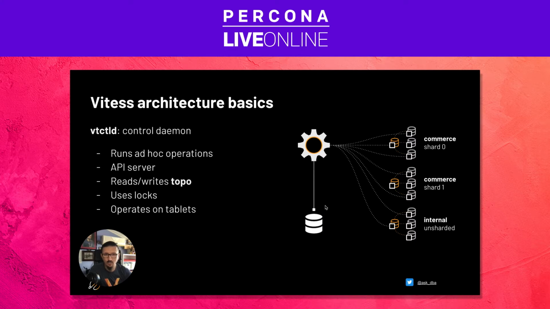VTCTLD is a control daemon. Everything else is controlling something else, and VTCTLD controls some of the operations. We call it cluster management, and when it does cluster management, it writes back to Topo. Topo is the repository. So the topology server, let's say it's etcd, knows what's happening within the cluster. If the tablet is read only, the tablet is down, or something else is happening, everything within that cluster management operation is controlled by the VTCTLD control daemon.